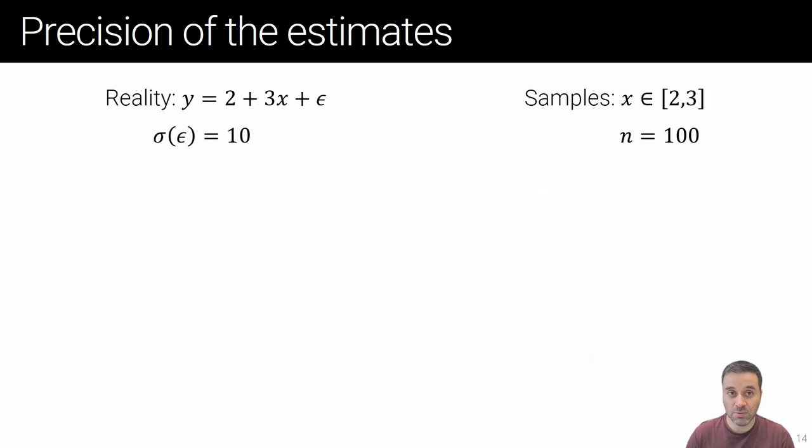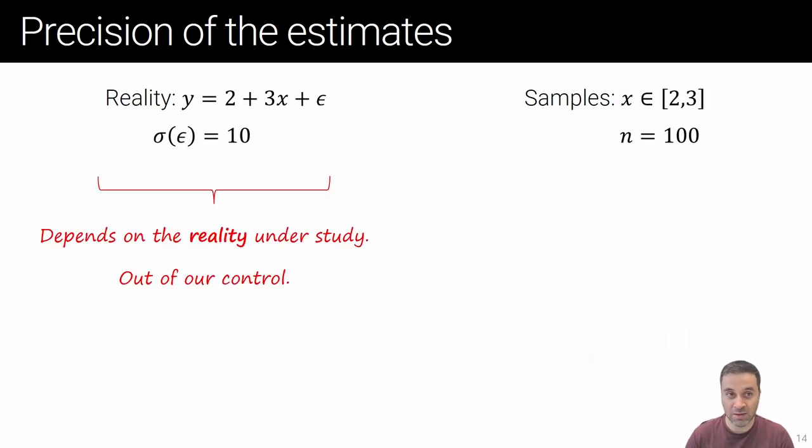And so something important to note here is that everything here on the left depends on the reality under study. So these three, and the amount of variability, is not something that we can control. It's something about the reality we're studying. It's out of our control. There's nothing we can do about it. If there is a lot of variation, that's it. We need a lot of observations.